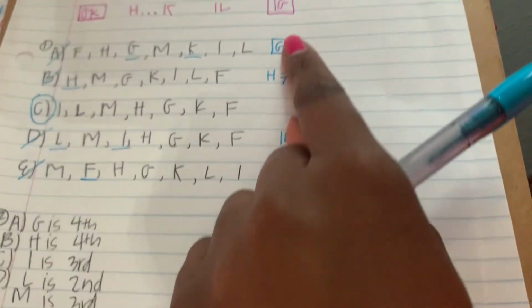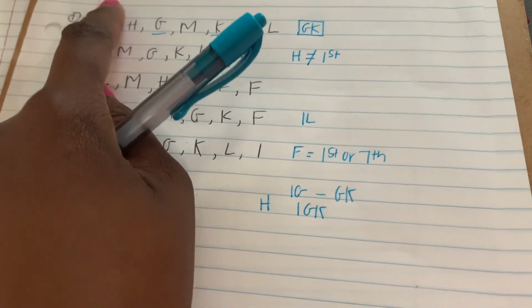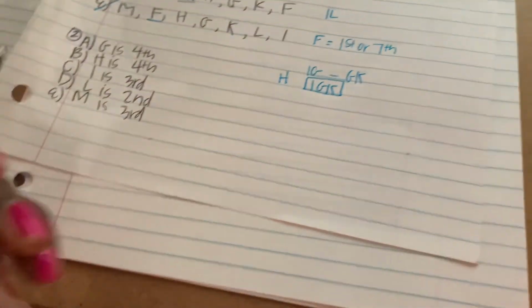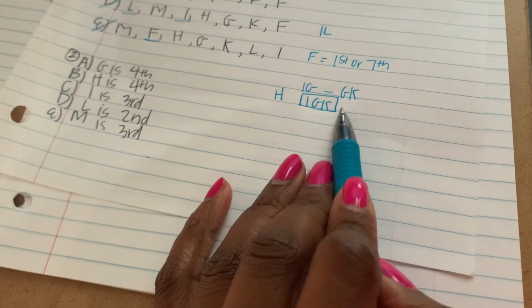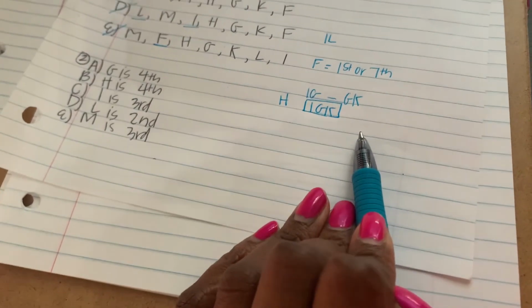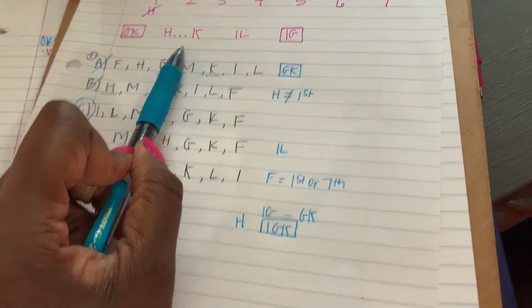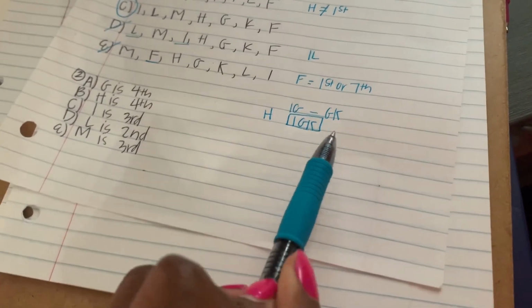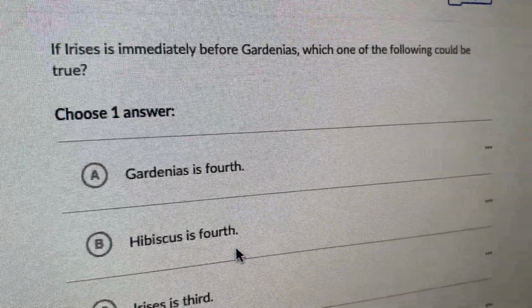But listen, remember, we just said that I is immediately before G, and then we said that G is immediately before K. So that means the set is IGK. That has to be together. And we know that H has to be before K. Remember the rule up here? And it said which one of the following could be true, so let's go back down.